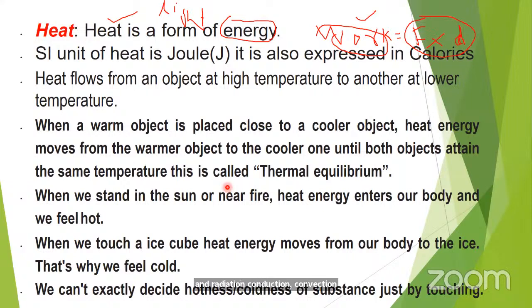So here the hot body always gives away the energy to the cold body. That is, when you keep a hot pan or hot pot in the air, the hot pot loses hotness, whereas the air around it gets heated. This continues until the two bodies, that is the air and the object, attain the same temperature.